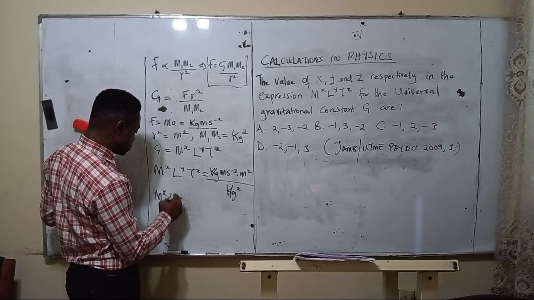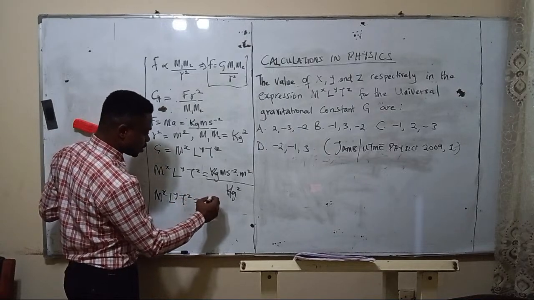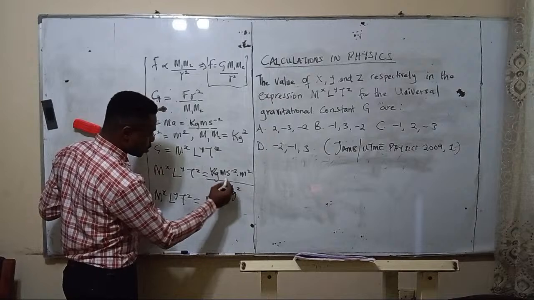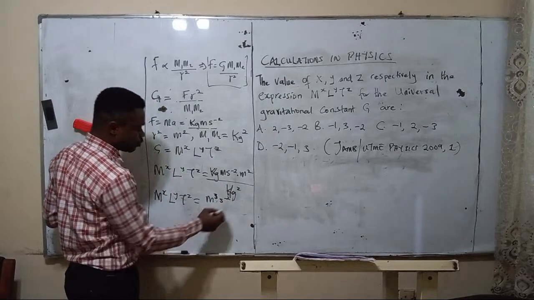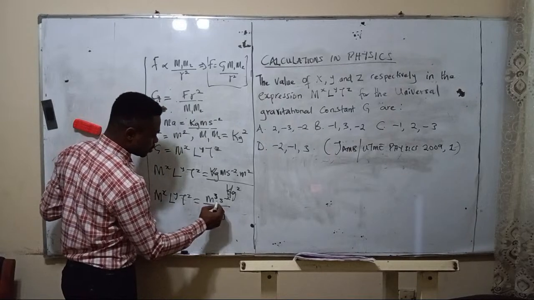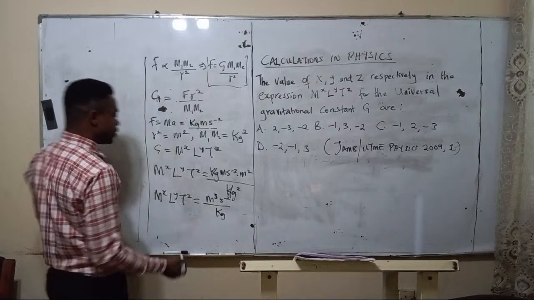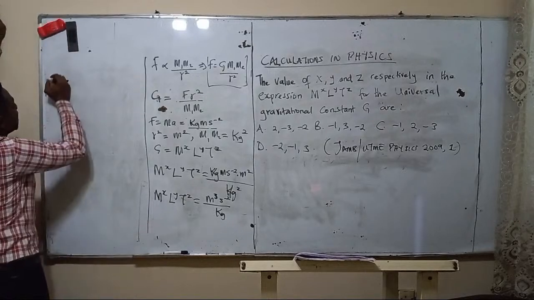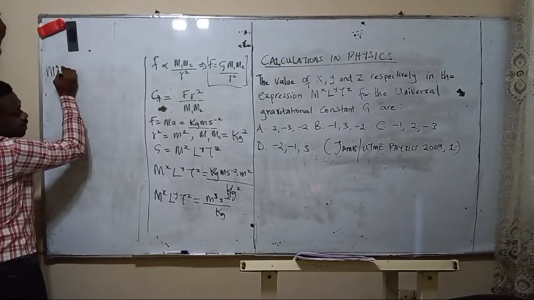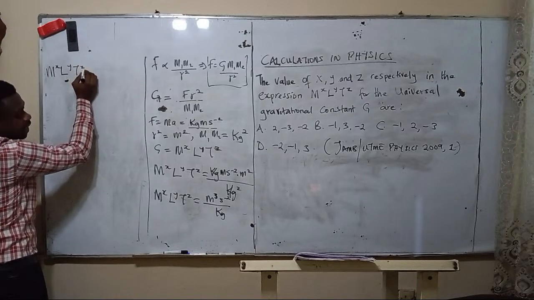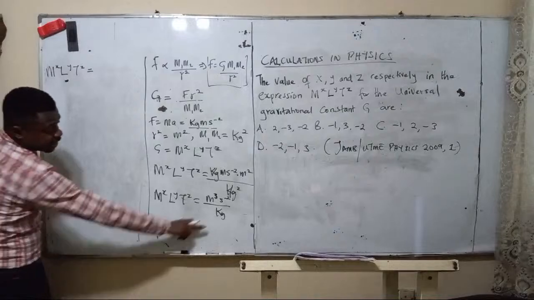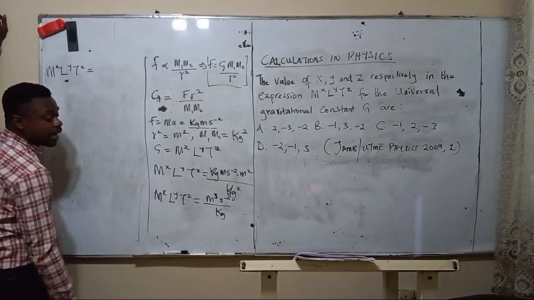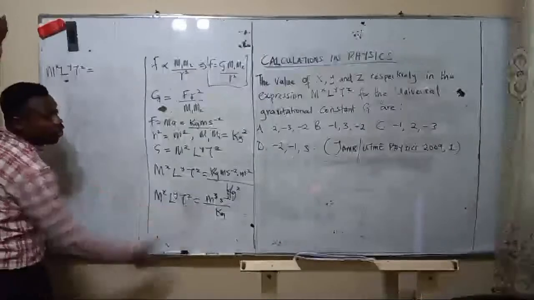This now becomes M times M squared, which is what? M cubed. This one is meter cubed per second squared, all over what? Kilogram. So we now have something like this. M raised to power X, L raised to power Y, T raised to power Z is now equal to, using the law of indices, per kilogram. If you bring this up to the same level with the M cubed and the S raised to power minus 2, this becomes kilogram raised to power minus 1.